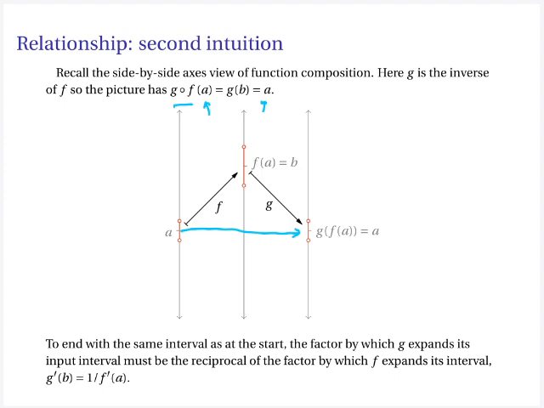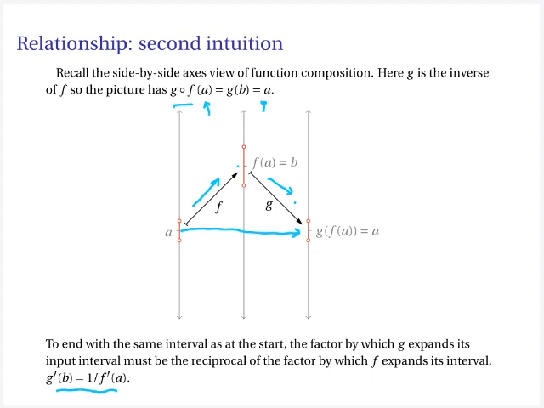If f, for example, doubles intervals in size, well then f inverse has to halve them in order to end up with the same interval that you started with. Again, if f is an interval doubler, so that the derivative of f is 2, then g must be an interval halver, so that the derivative of g is a half. So they're reciprocals of each other. It must be the case that the derivative of g is 1 over the derivative of f.